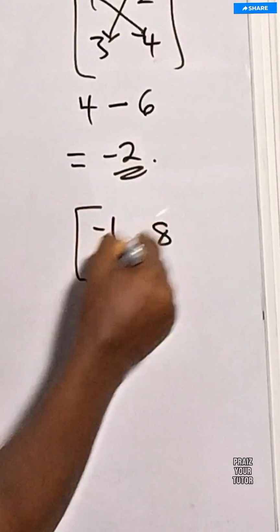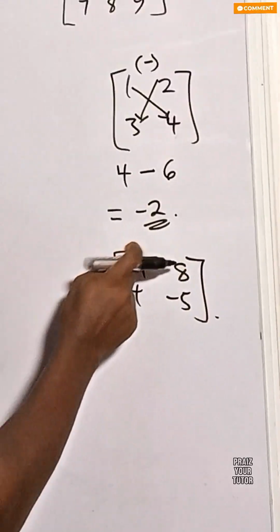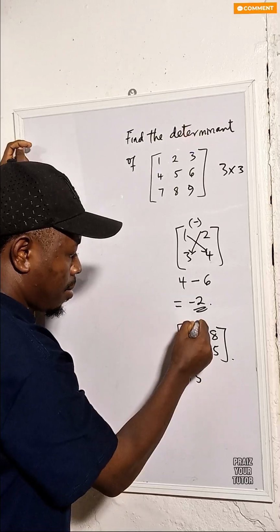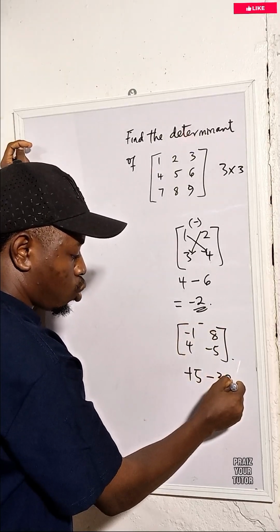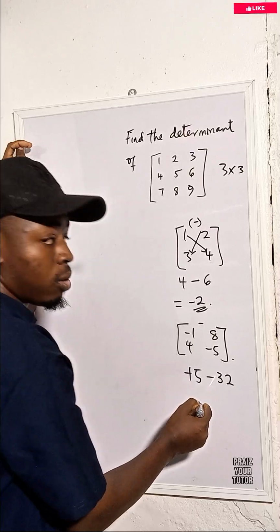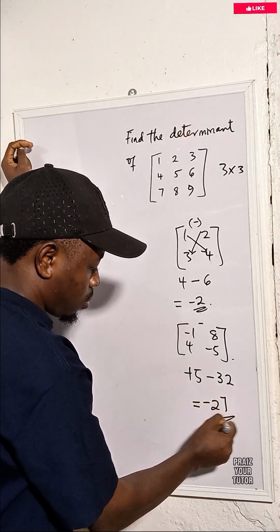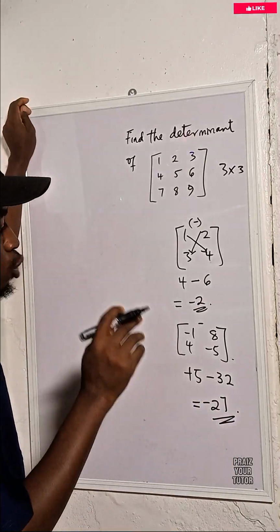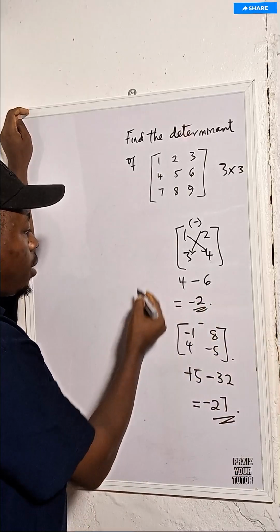So in case you see any 2 by 2 matrix, let's see another one. Minus 1, 8, 4, minus 5. Minus 1 times minus 5, that is plus 5. Minus, don't forget, 4 times 8, 32. 5 minus 32, minus 27. Do you get it? Very simple, right? Let's do one more.